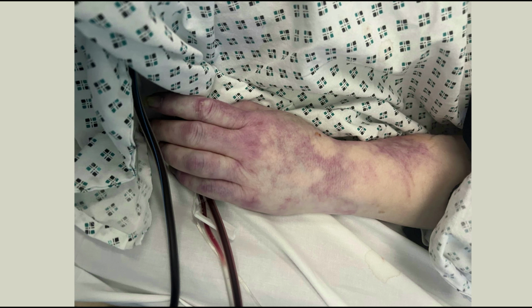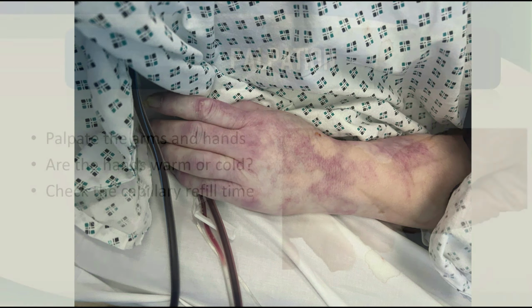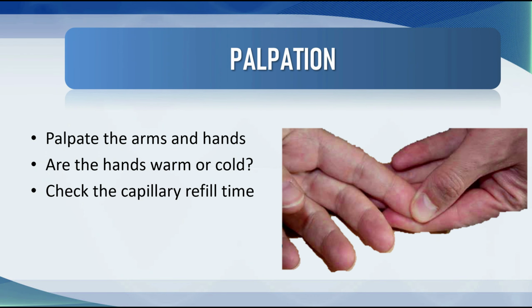This patient has mottling of the hand. This is usually associated with sepsis, but if unilateral, it may be due to an ischemic hand, and you should look for a cause. Finally, you need to palpate the hands. Are the hands warm or cold? And once you've felt the heat of the hands, then check capillary refill time. This is an extremely simple and effective guide to perfusion.